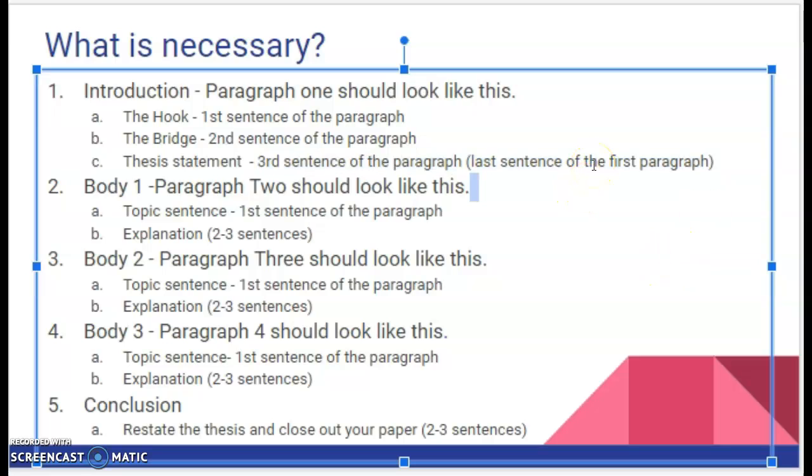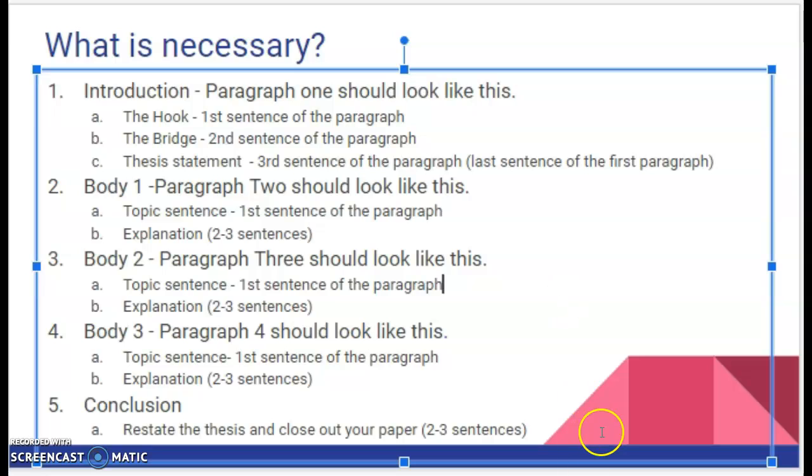Then you're going to have 3 body paragraphs, and all 3 body paragraphs will have a topic sentence. This will be the first sentence of the paragraph. Now, these topics will be mentioned in your thesis statement. That's how the reader will know what your paper is about. And as they read each paragraph, they know what that paragraph is about. So body 1, body 2, body 3, all will have the topic sentence as the first sentence of the paragraph. Then you have 2 to 3 sentences for each paragraph after the topic sentence.